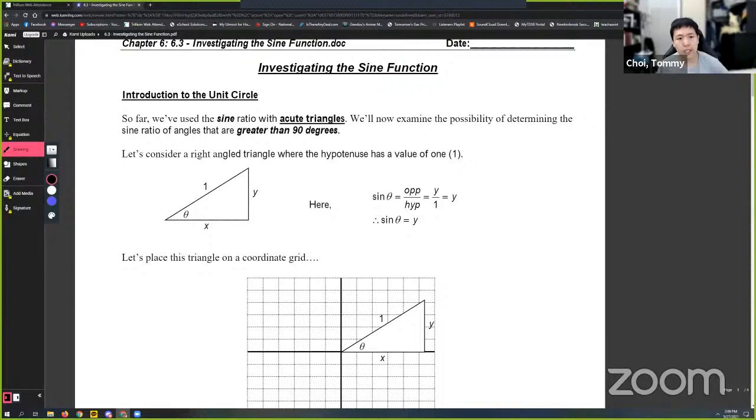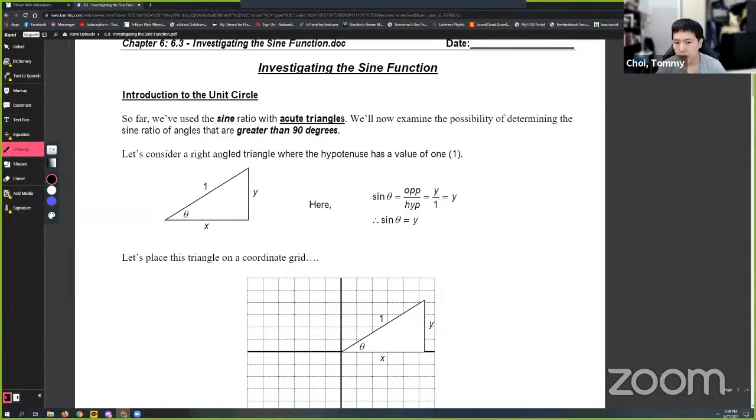So with the sine ratio, when we think of SOHCAHTOA, for sine it's opposite over hypotenuse. And for a sine ratio with acute triangles, we want to determine what happens if the angle is not acute. What if it's 90 degrees, or greater than 90 degrees? So we want to take a look at this situation here.